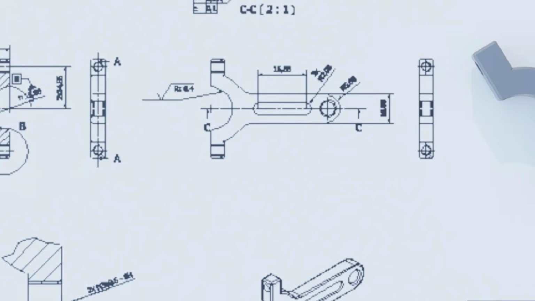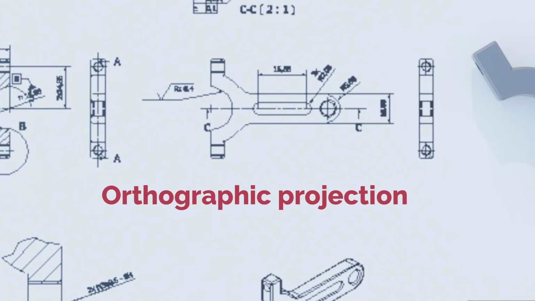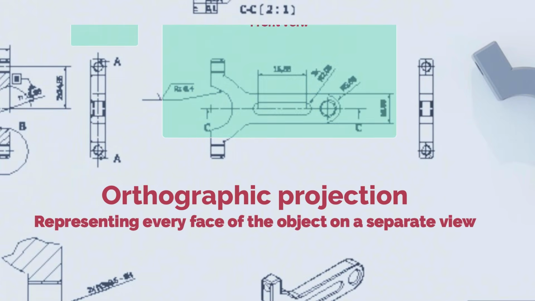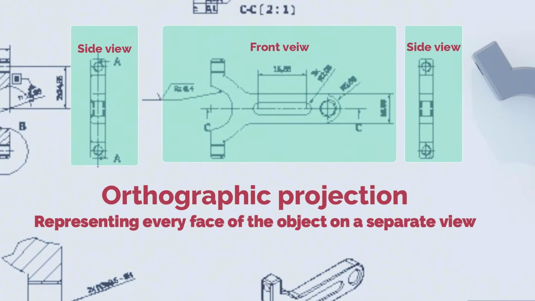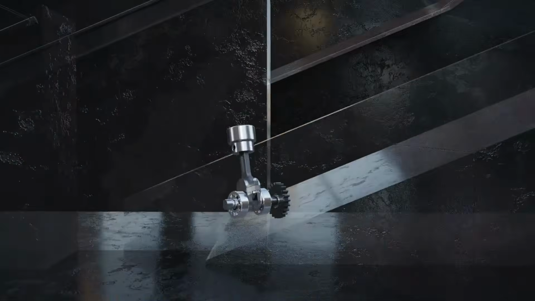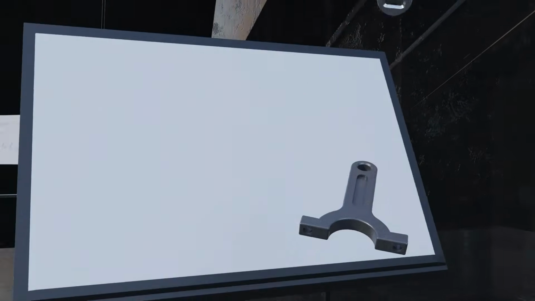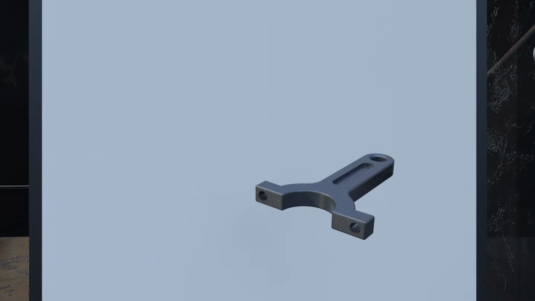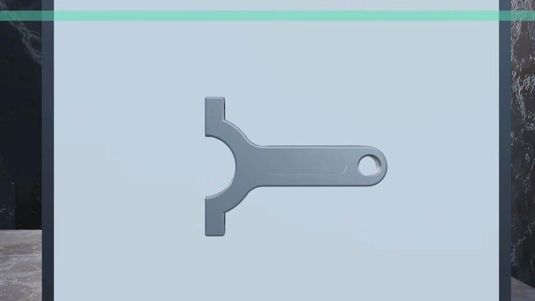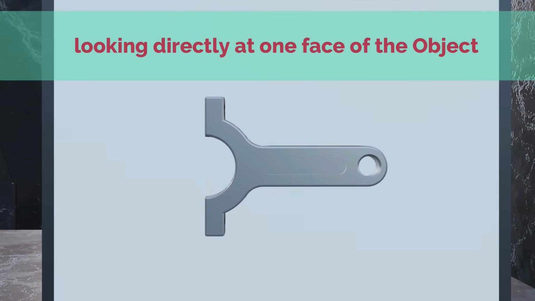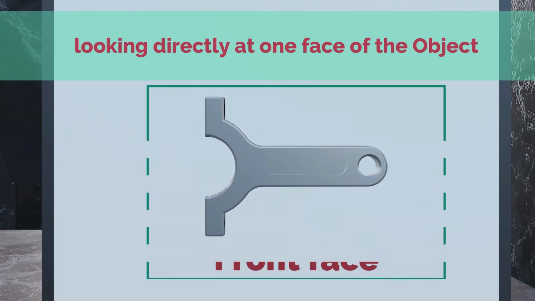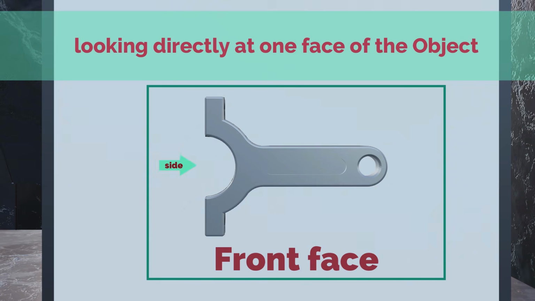Here also, the word orthographic is just another fancy word for stating that this type of projection is created by representing every face of the object on a separate view. So instead of trying to represent an object in 3D or looking at it from an angle, we take the object that we want to draw and rotate it so that we are looking directly at one face of the object. Let's call the face that we're seeing now the front face. So now we see the front of the object, but because we're looking straight at the front, we don't see the features on the side of the object, and we don't see the features on the bottom or the top or the back of the object.